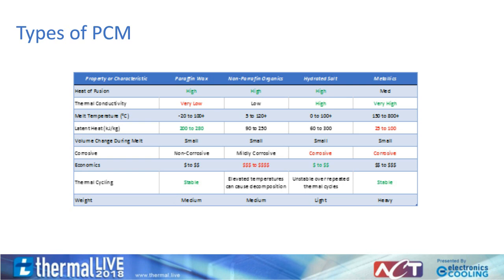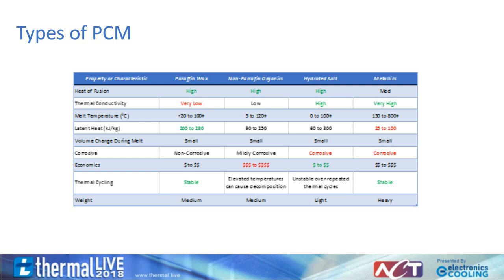Hydrated salts, on the other hand, are ionic bonds and not only have high latent heat values, but also are thermally conductive. Their latent heat can range from 60 kilojoules per kilogram to 300 kilojoules per kilogram. While hydrated salts appear to be the most desirable PCM, they also tend to be corrosive and may break down or separate after several cycles.